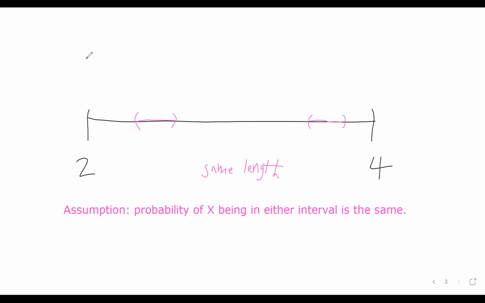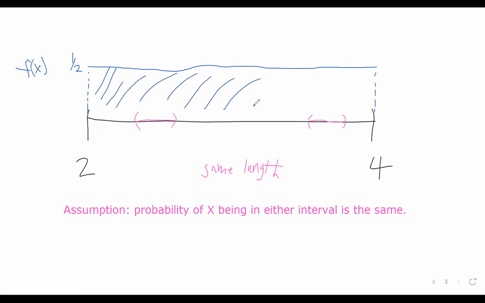And so the only way this can happen is if our f of x function was uniformly of value 1/2 everywhere on the subinterval. Okay, so the height is then 1/2. So the entire space is of length 2. From 2 to 4, the length is 2. But if the height of this function is 1/2, 2 times 1/2 is 1, right? So the total area here is 1.